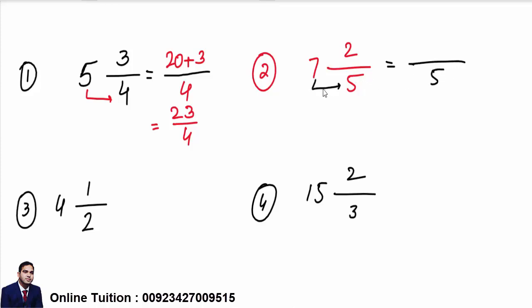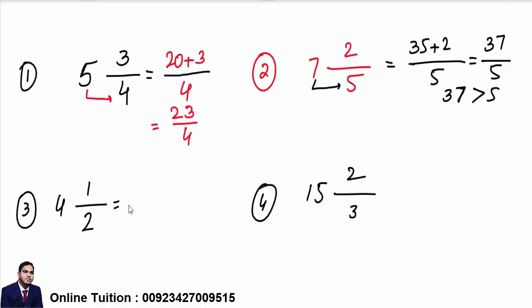So question number 2 is: first of all, write this 5 over here. 5 multiplied with 7, 7 multiplied with 5. 7 5s are 35, and this is plus 2. Okay, this is 37 over 5. So this is an improper fraction because 37 is greater than 5.